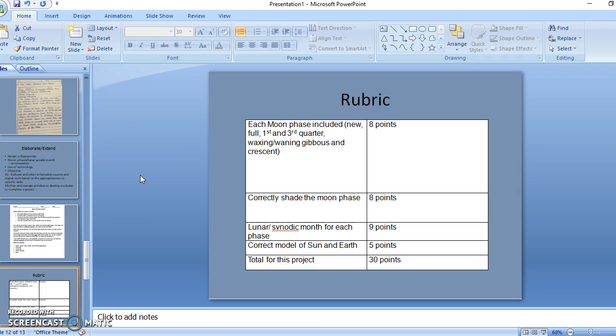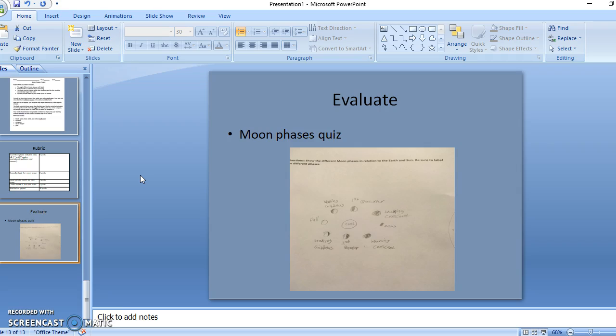And finally, the last thing I had them do was take a quiz on moon phases. They had to include the sun, the earth, and the different moon phases with the different labels. All right, that is my lesson.